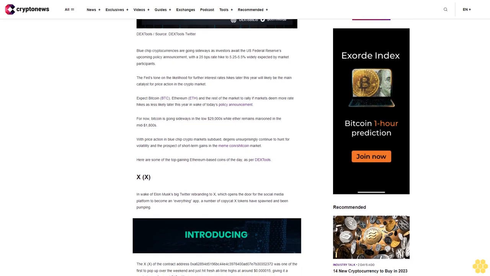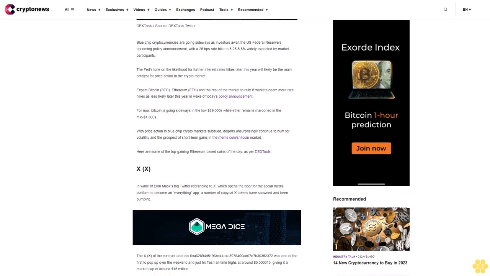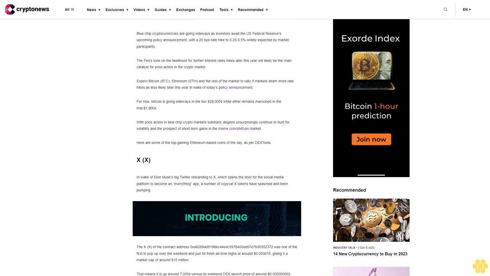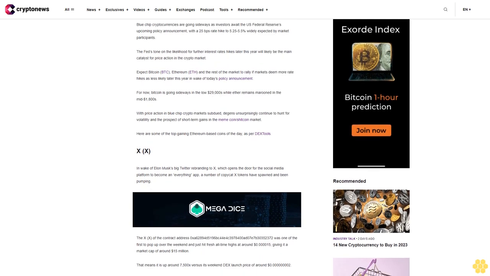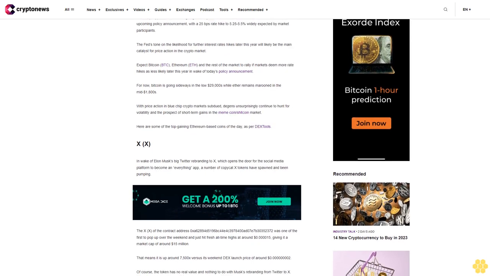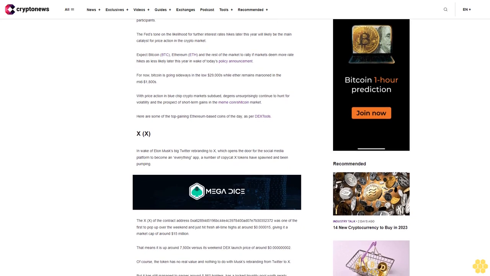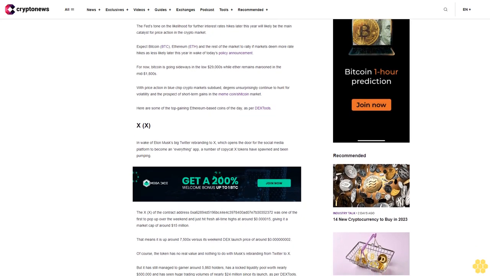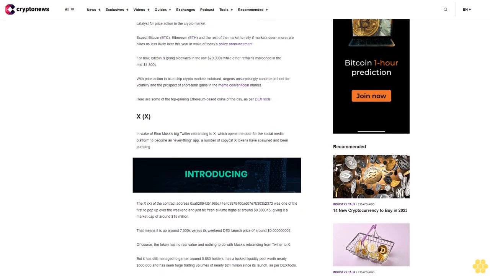Expect Bitcoin BTC, Ethereum ETH, and the rest of the market to rally if markets deem more rate hikes less likely later this year in wake of today's policy announcement. For now, Bitcoin is going sideways in the low $29,000s, while Ether remains marooned in the mid $1,800s.